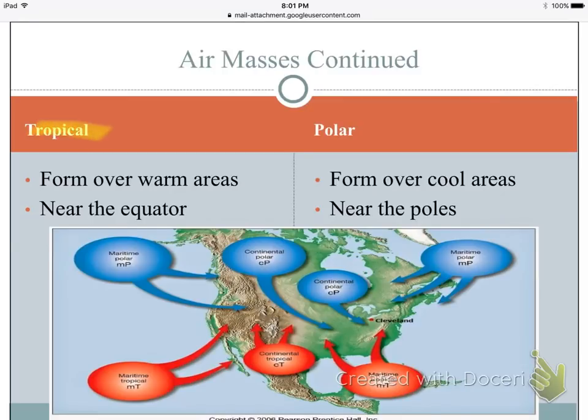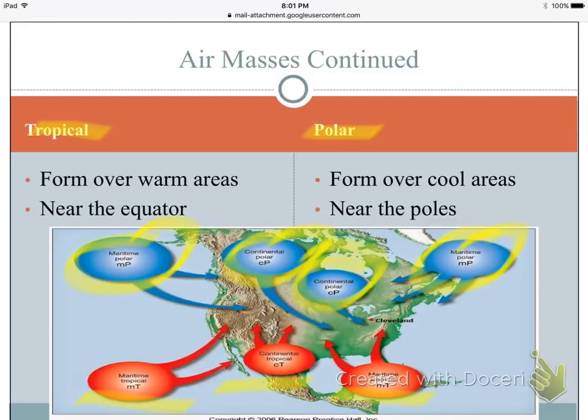Next, two types of air mass talk about the temperature of the air mass, and that goes over tropical and polar air masses. We know our tropical areas are areas that form over warm spots, especially near the equator. So if we have a tropical air mass, it's going to bring warmer weather. If we have a polar air mass, that's going to form, as you see out here, up in the northern areas. Polar air masses are going to bring colder weather. And then you can see down at the bottom, our tropical air masses bringing warmer weather.